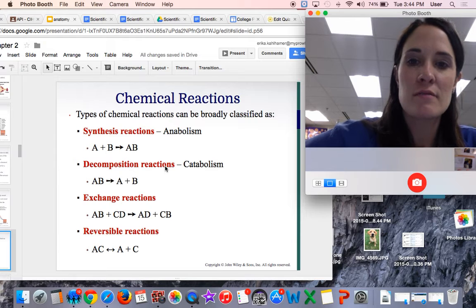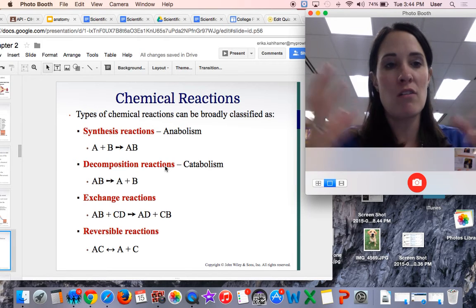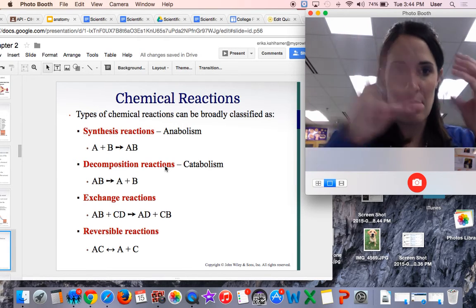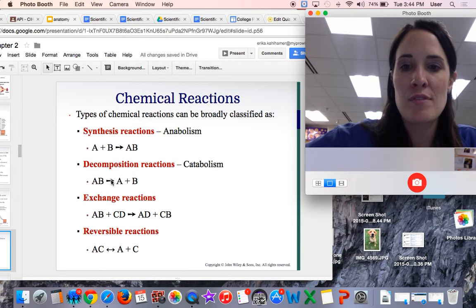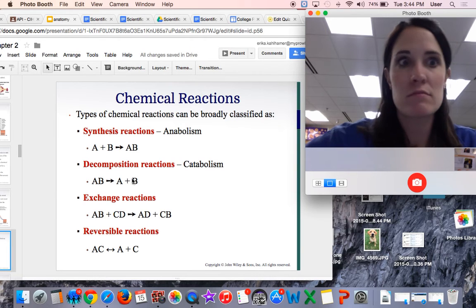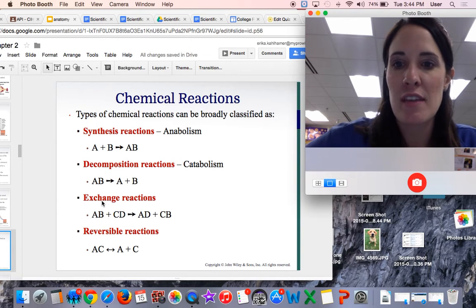Decomposition reaction, so breaking it down, also called catabolism, okay? Breaking down something. AB produces A plus B. Pizza goes in your mouth, you chew it up, your body digests it into protein, carbohydrate. It's more detailed than that, but just so you get the idea.